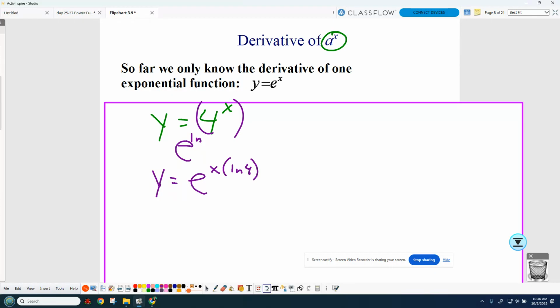So, Lily, derivative of e to the stuff is e to the stuff times the derivative of stuff. So what's the derivative of this? E to the stuff, right? Yeah. E to the x times 1.